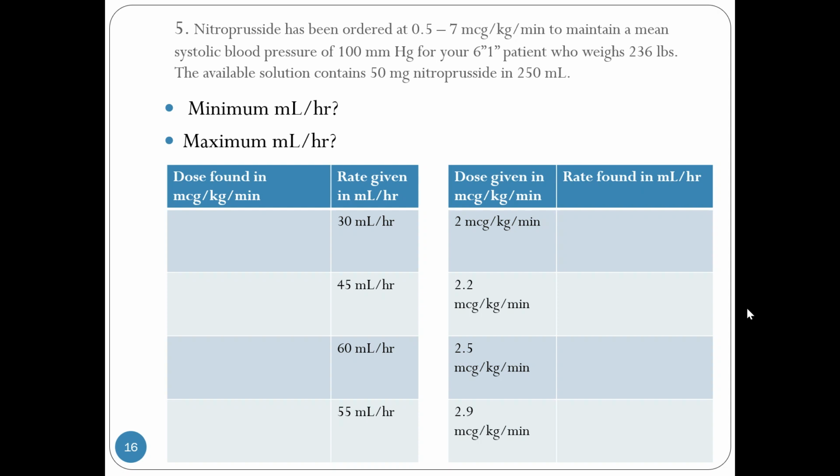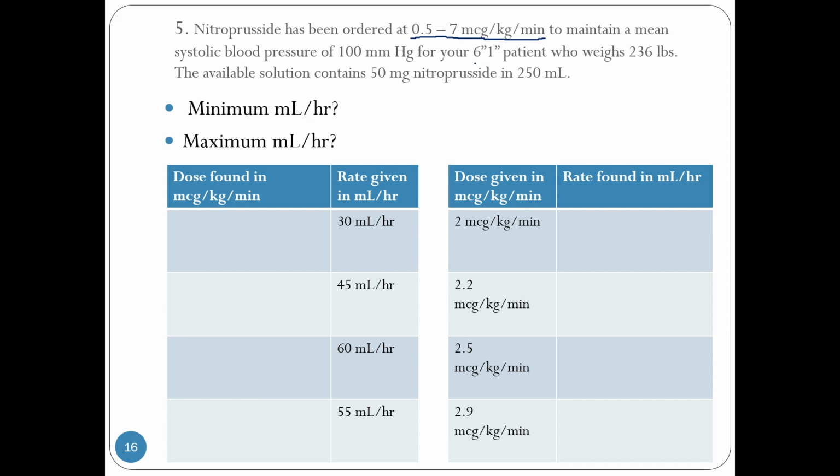For our fifth example of a titrated med, I'm just going to get you started and then I will share the answers with you if you want to check your work when you're working on this on your own. So in order to get you started with this, in the problem, I read that the order is from 0.5 to 7 micrograms per kilogram per minute, and we're measuring their blood pressure.